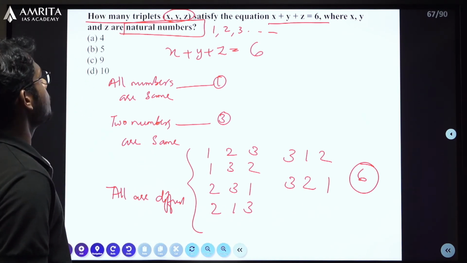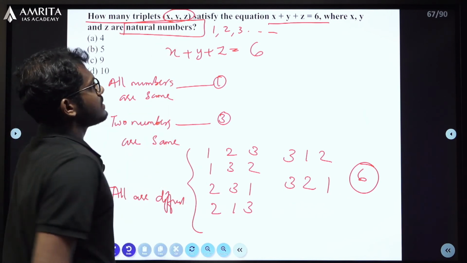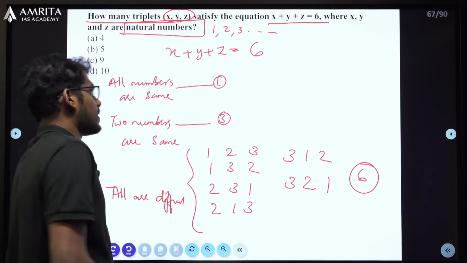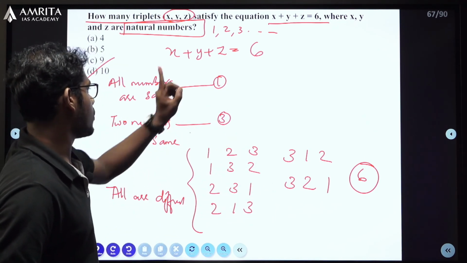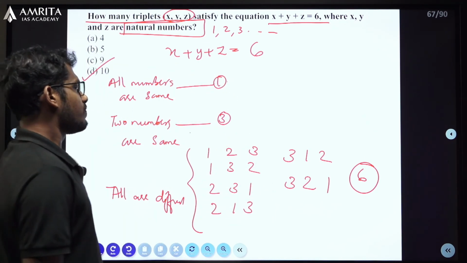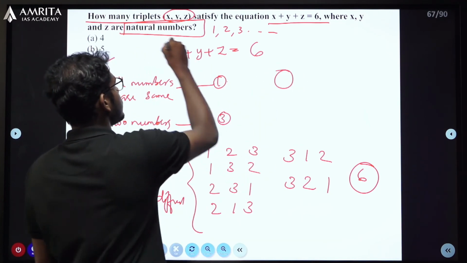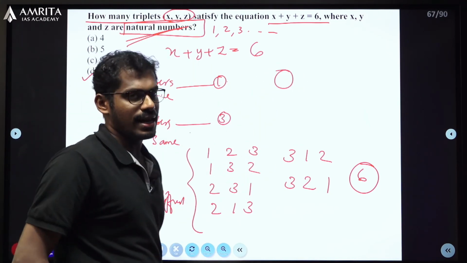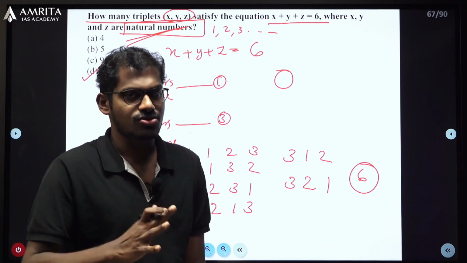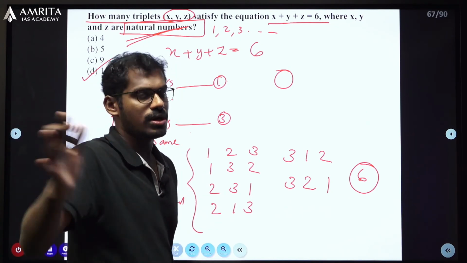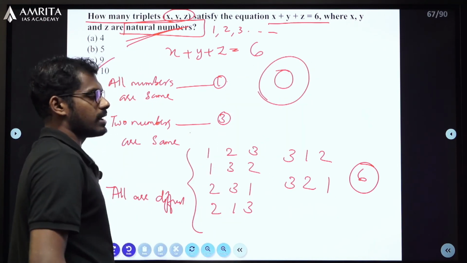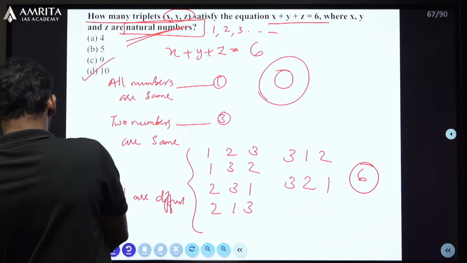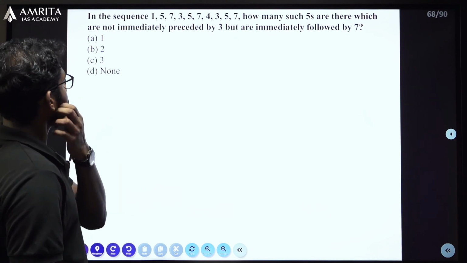In total, 10 possible triplets satisfy the equation x plus y plus z. So the answer is D. So there are 6 possible ways, 3 possible ways, and 1 possible way. Why we don't take 0 in this case is because the question is specifically about natural numbers. Natural numbers range from 1 to infinity. So that's why we don't take the number 0 here. Clear? Okay. Moving to the next question.